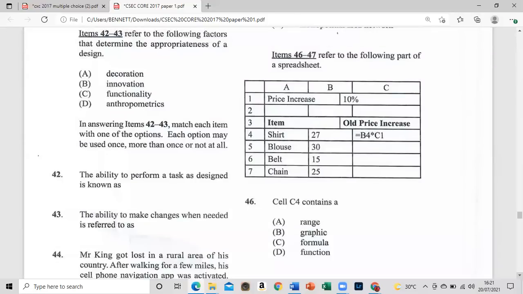The ability to perform a task as designed is known as, is it A, decorations, B, innovation, C, functionality, or is it D, anthropometrics? And that would be C, functionality. So this is C.